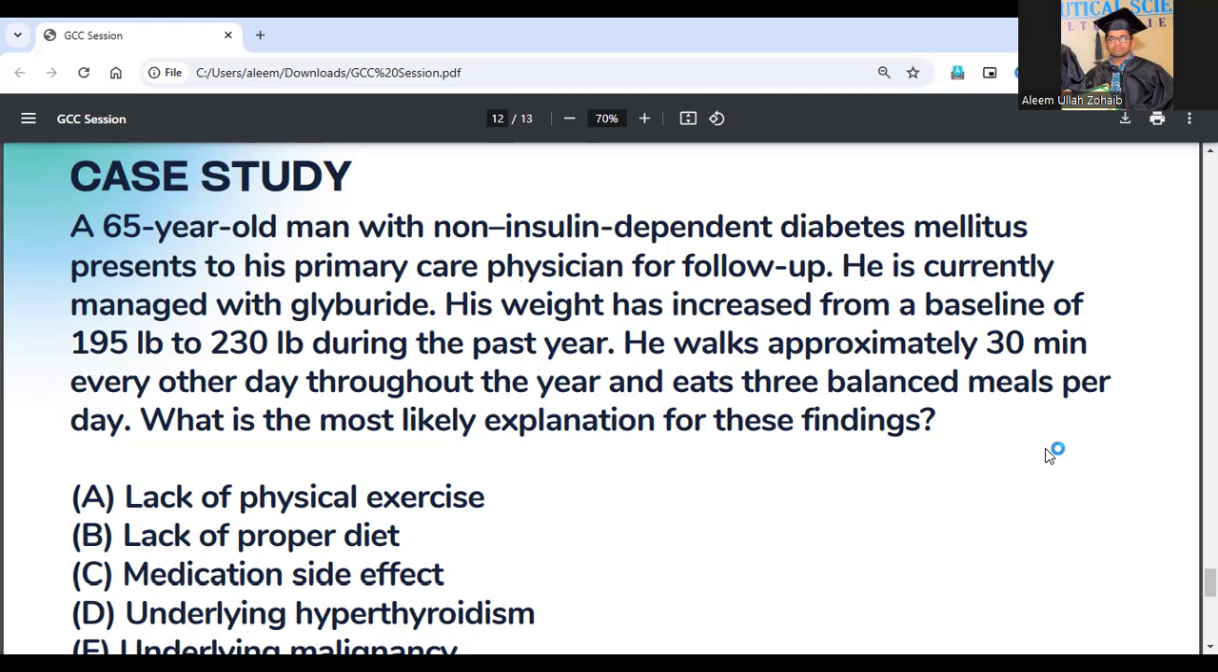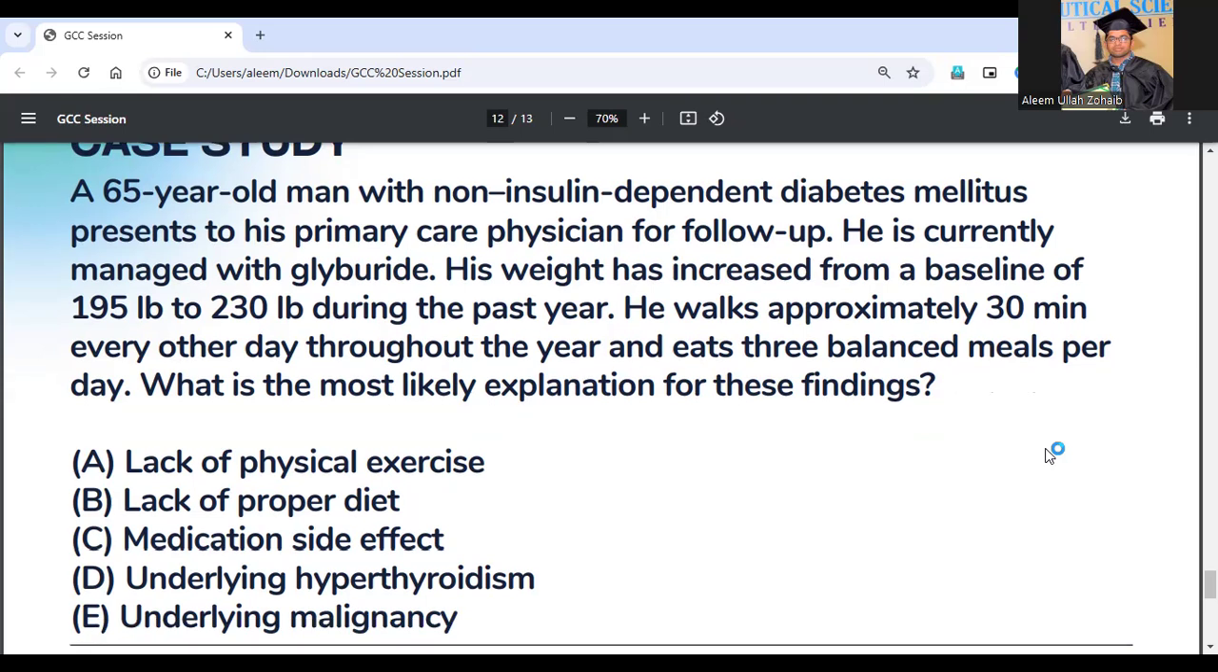He is currently managed by the glyburide. We can think of the glyburide side effects that may be causing the weight gain. Now option D, underlying hyperthyroidism.